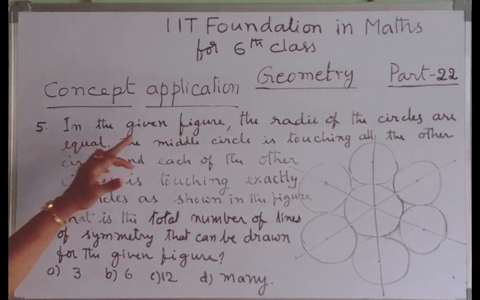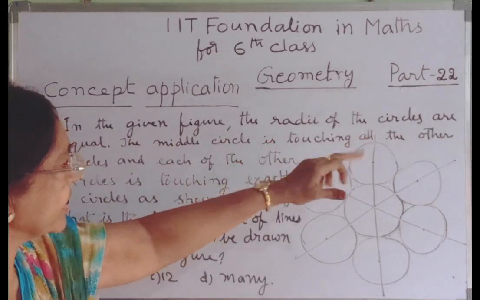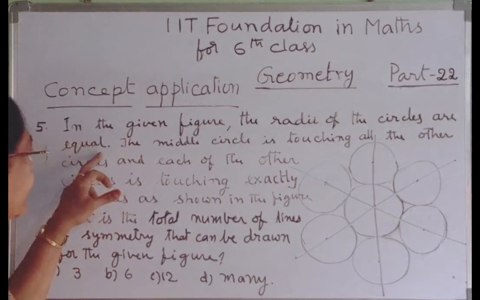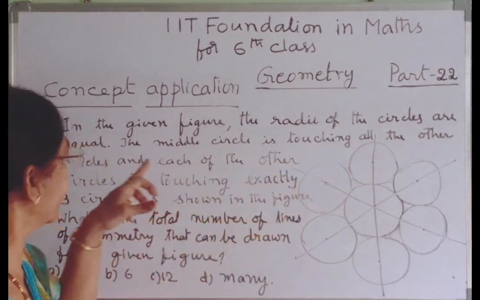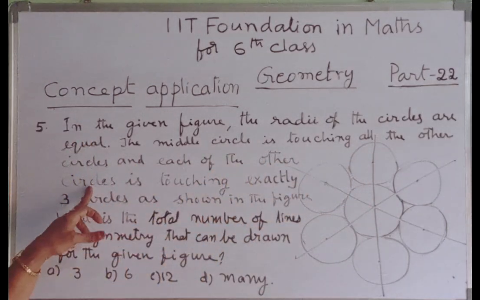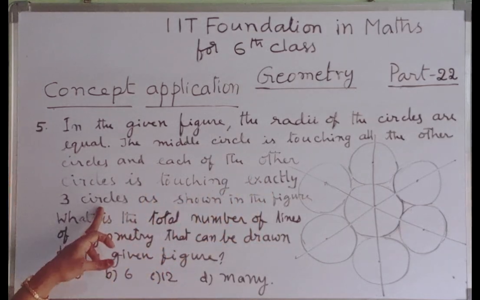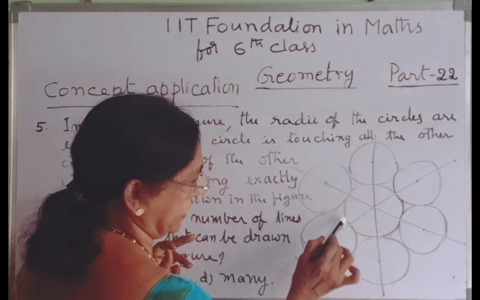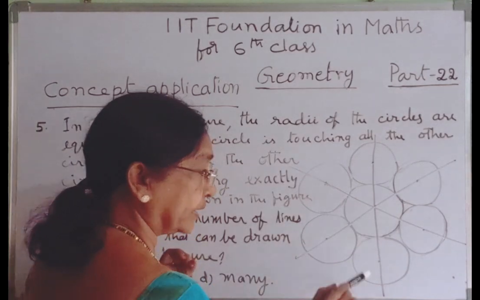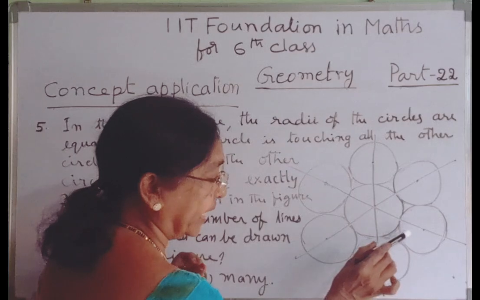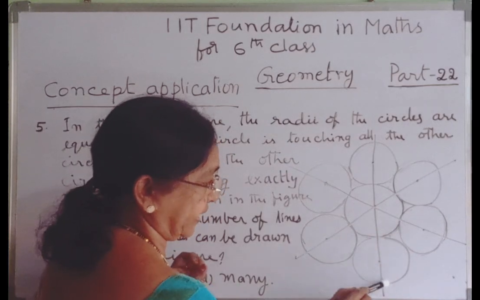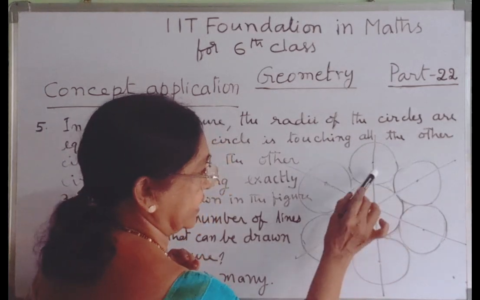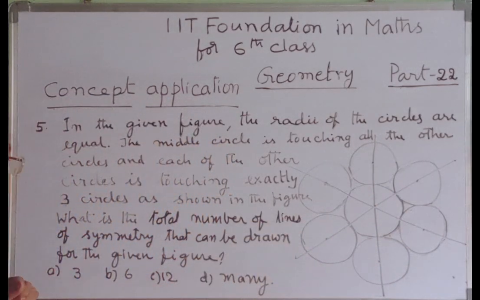Next, fifth problem. In the given figure, the radii of the circles are equal. The middle circle is touching all the other circles and each of the other circles is touching exactly 3 circles as shown in the figure. The middle circle is touching all the circles at one point, and each of the other circles is touching 3 of the other circles. So this circle is touching these 3, and this circle is touching these 3. This is touching these 3, like this as shown in the figure.